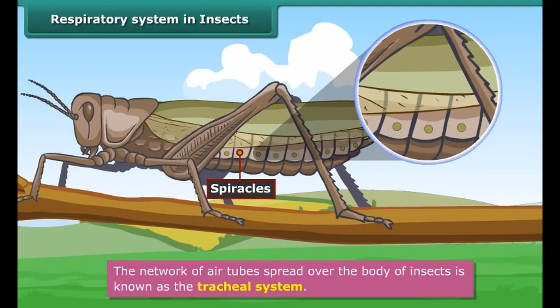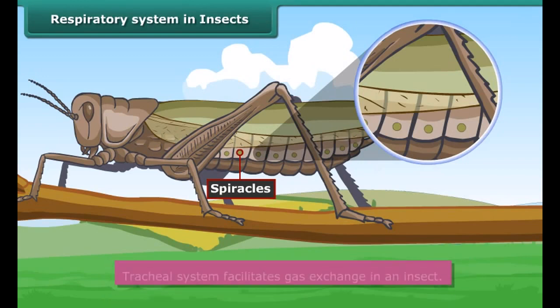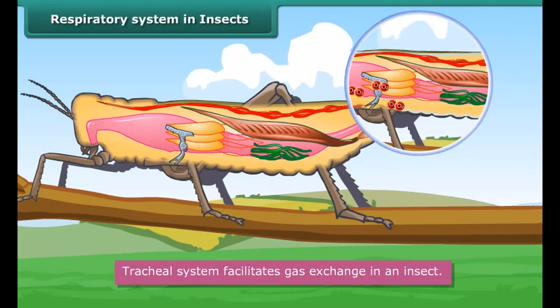The spiracles open into a network of thin air tubes spread over the body of an insect. These tubes are known as the trachea and they facilitate gas exchange. Oxygen reaches the cells through the tracheal system, and the carbon dioxide is received from the cells by the tracheal system and expelled from the insect body through spiracles.